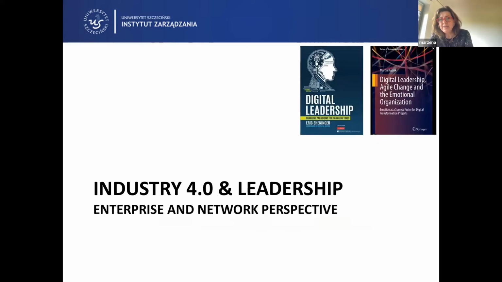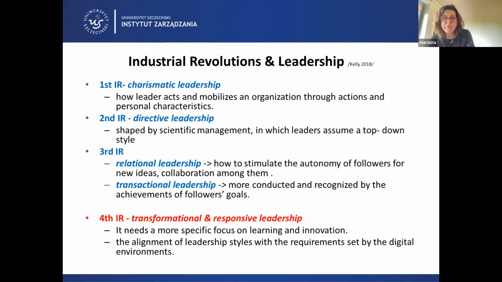Yeah, it's a little bit also about leadership. The next slide, please. So we talk about the changing organizational structure during this industrial revolution, but we can also observe the change in leadership. So, for example, as you can see, at the beginning, in the first industrial revolution, it was charismatic leadership. Then with Ford Motor Company and Taylor, it was directive leadership, because that is where scientific management came in. So it was still a strictly top-down relation.